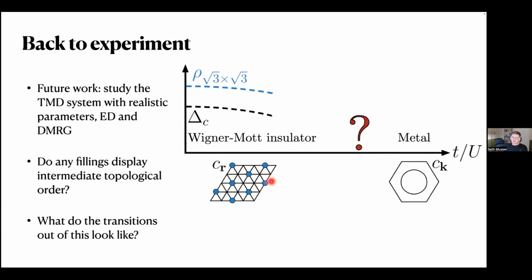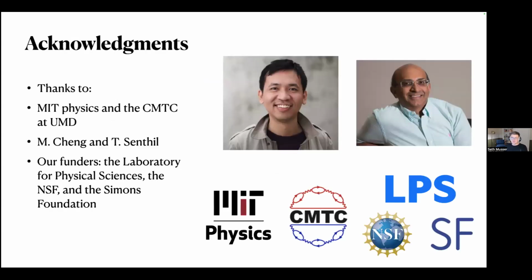Just finally to close out, once we understand this simple model, maybe we can have some insight about where to find this in the actual experimental setting. So we would want to study the TMD system with realistic parameters, ED and DMRG, and think about transitions out of the QCL.